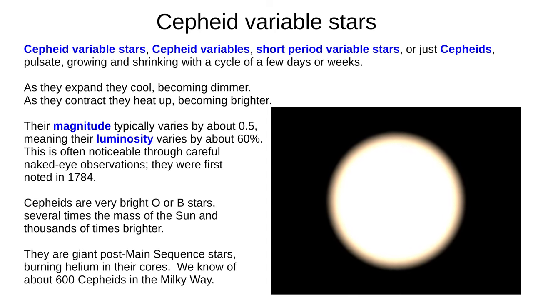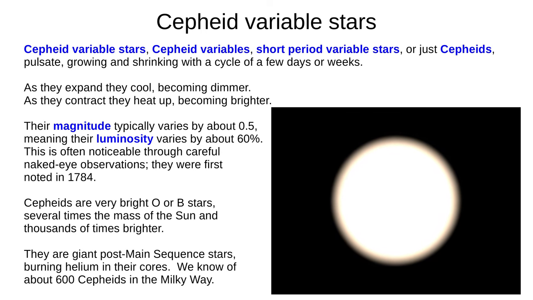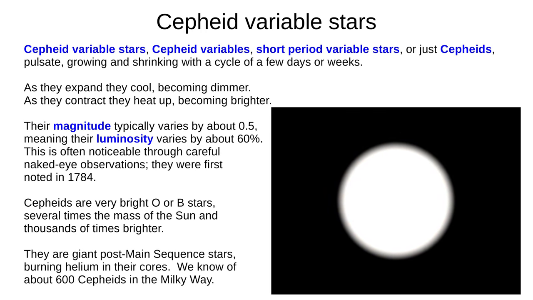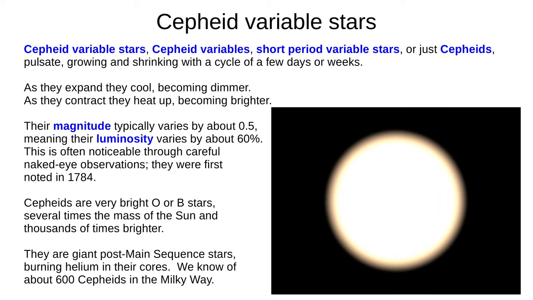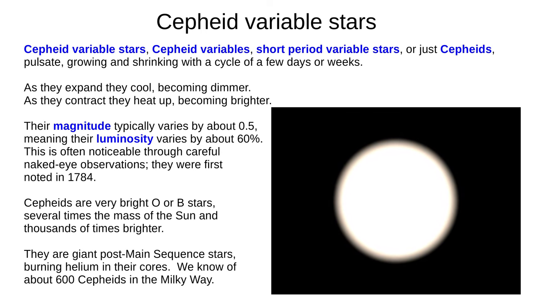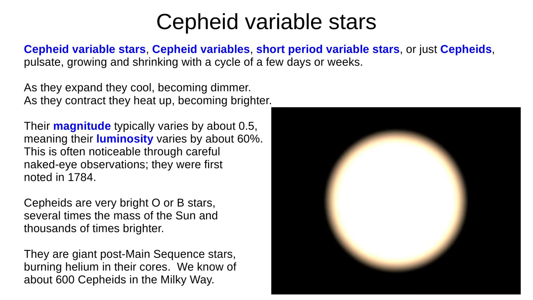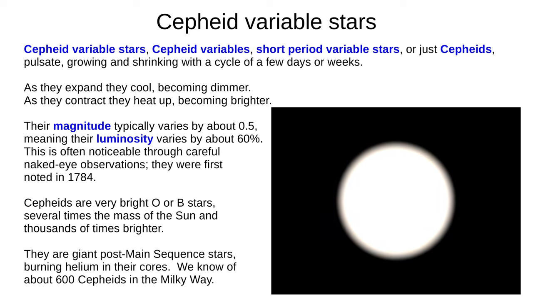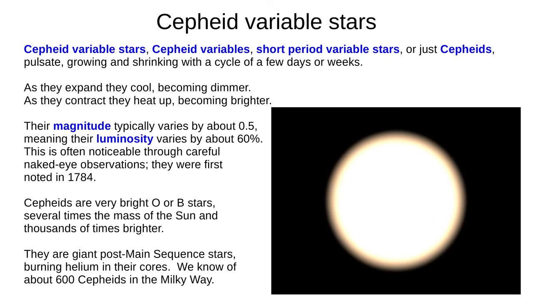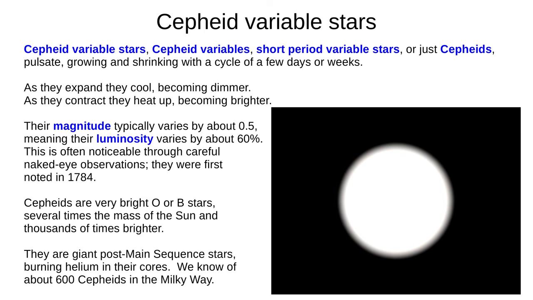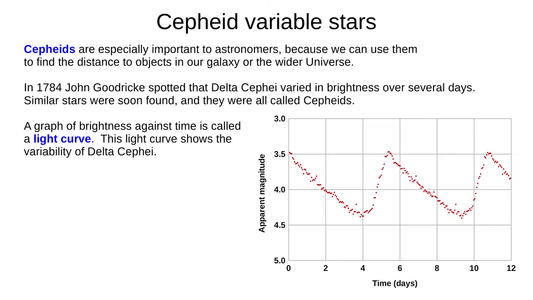They were first noticed in 1784, and today the internet connects small groups of dedicated amateur astronomers who make meticulous records of these variations. Cepheids are very bright O or B type stars, several times as massive and thousands of times as bright as the Sun. They are giant post-main sequence stars, fusing helium in their cores, and about 600 are known in the Milky Way. Cepheids are especially important to astronomers, as we can use them to find the distance to objects in our galaxy or further away, as I'll explain.